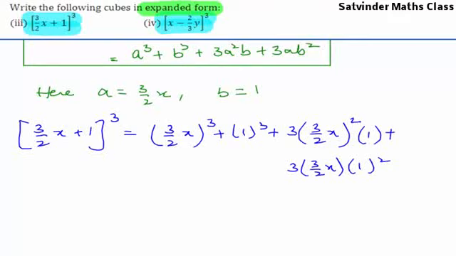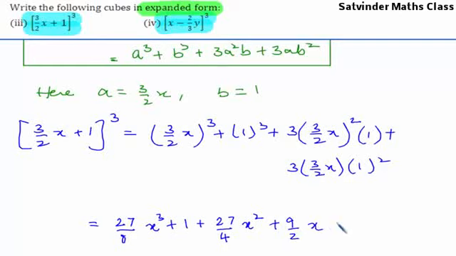Now let us simplify the above expansion. We have (3/2 x) whole cube is 27/8 x cube plus 1 whole cube is 1 plus (3/2 x) whole square is 9x square by 4 into 3 would give us 27/4 x square into 1 will give you the same result plus, now 1 square is 1, 1 into 3/2 x is 3/2 x into 3 is 9/2 x. This is the required product.